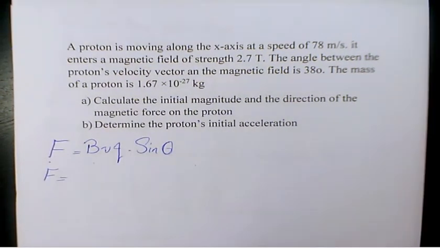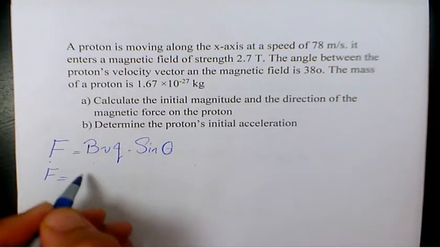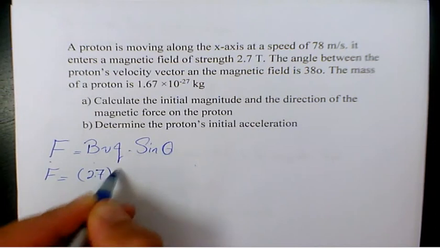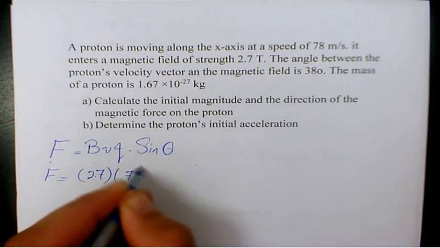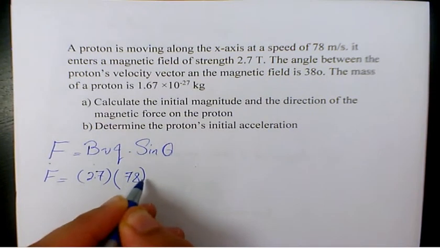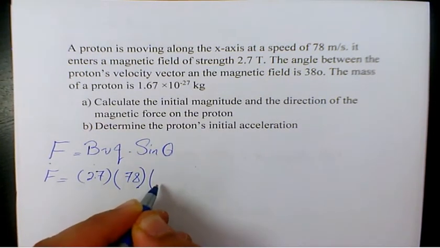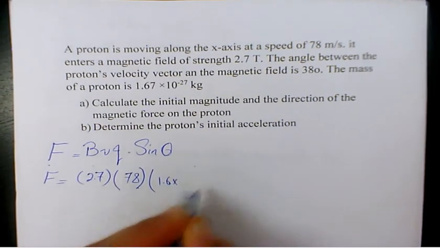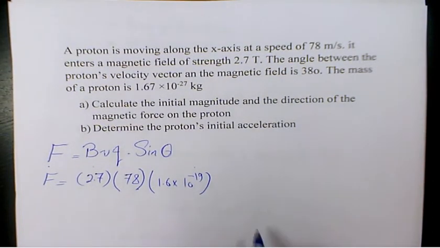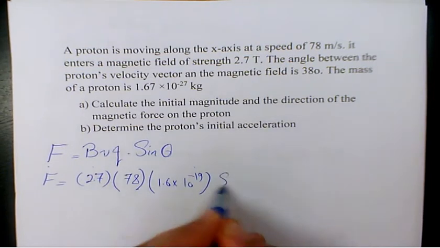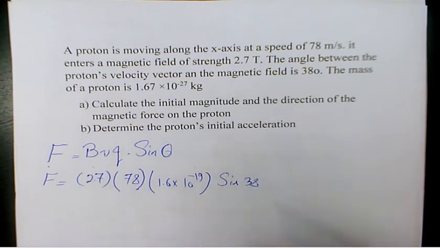So B is given, which is 2.7 Tesla. V is 78. And Q is the charge of a proton. Proton is 1.6 times 10 to the power of negative 19. That's the charge per proton. And sine theta is going to be sine 38.